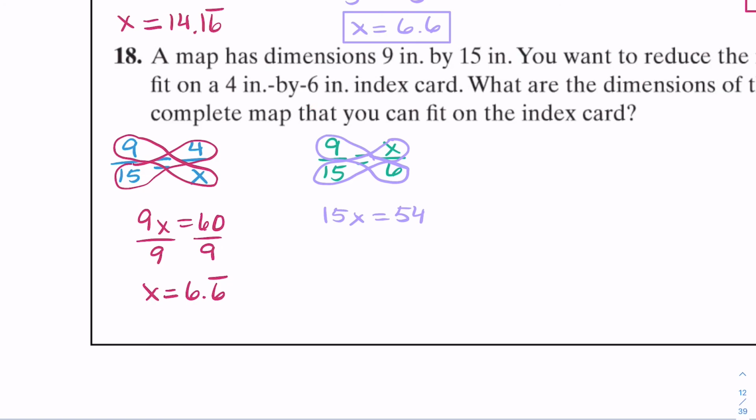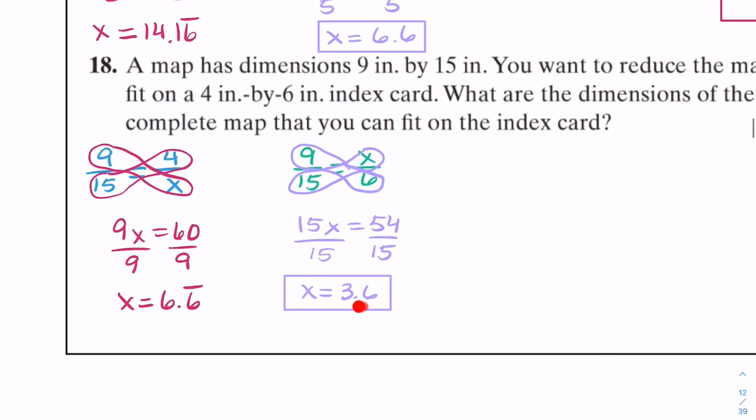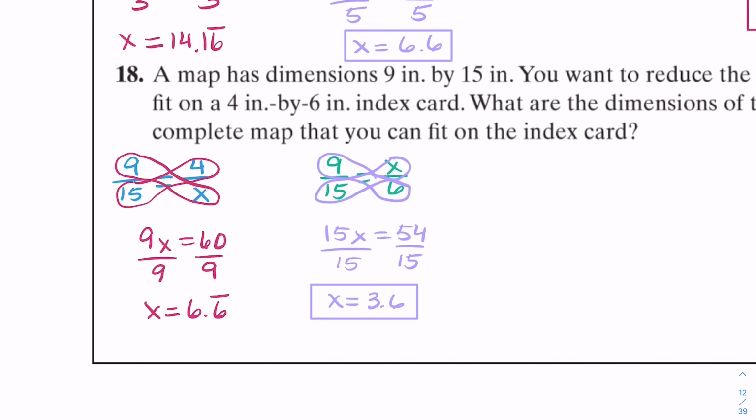54 divided by 15 is 3.6. So divided by 15, we get 3.6 in the numerator. And what's good about that is 3.6 is small enough. So if we shrink 15 down to be 6, then 9 will shrink proportionally down to 3.6. It fits on this index card.